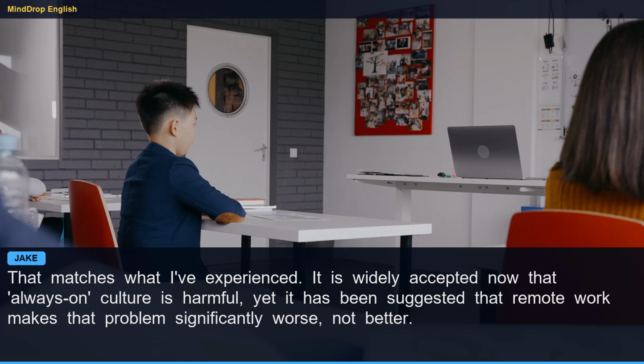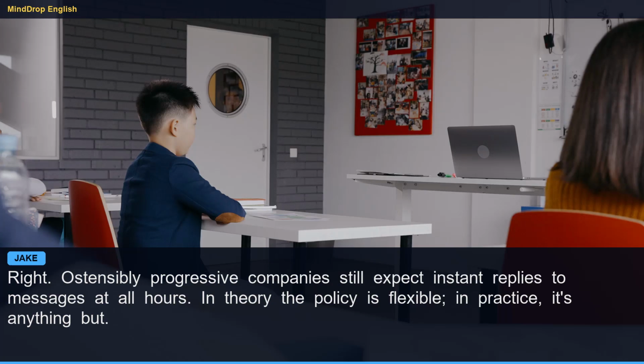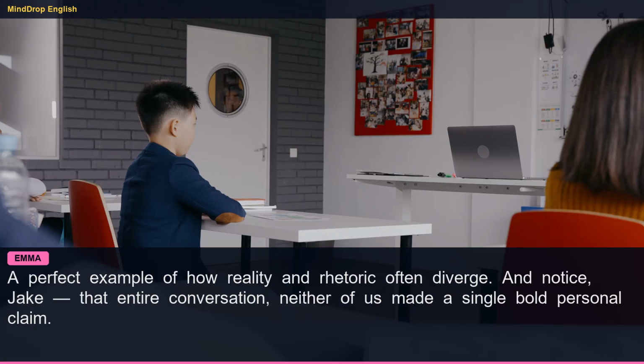That matches what I've experienced. It is widely accepted now that always-on culture is harmful, yet it has been suggested that remote work makes that problem significantly worse, not better. And the leadership question is fascinating too. Many managers purportedly trust their teams, but their behavior reveals deep-seated anxiety about not being able to see their employees. Right. Ostensibly progressive companies still expect instant replies to messages at all hours. In theory, the policy is flexible. In practice, it's anything but. A perfect example of how reality and rhetoric often diverge.